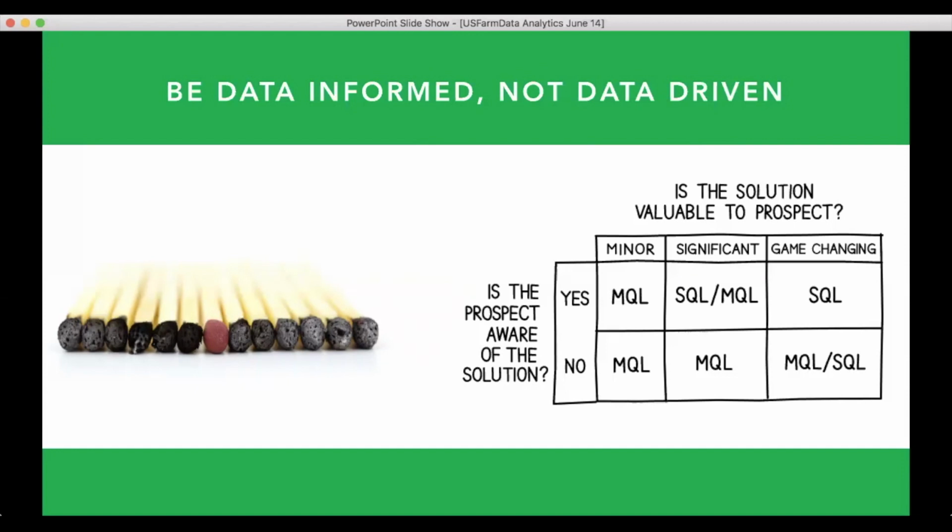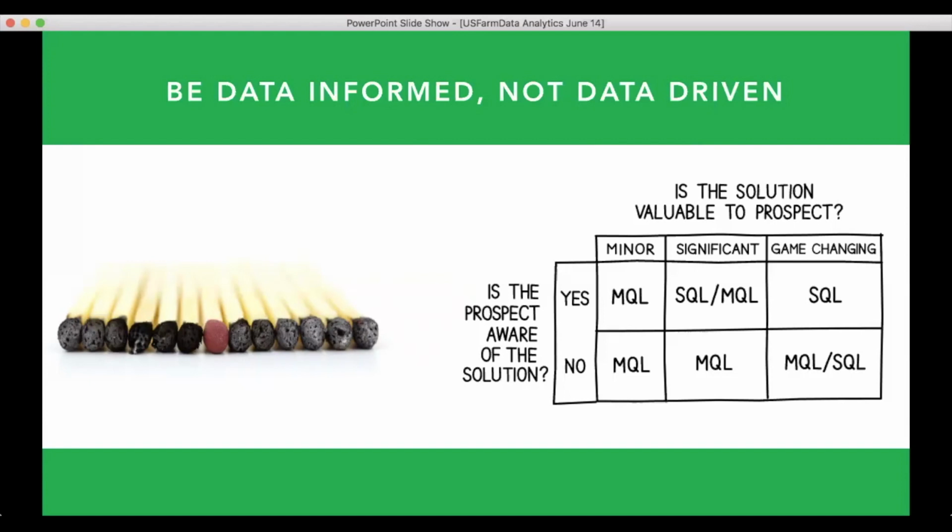So I threw up this little grid because when it comes to lead generation, we often use these terms, and I'm sure you do too. Marketing qualified lead, that's an MQL. Sales qualified lead, SQL. So what is a qualified lead to a salesperson is often not the same as what is a qualified lead to a marketing person.